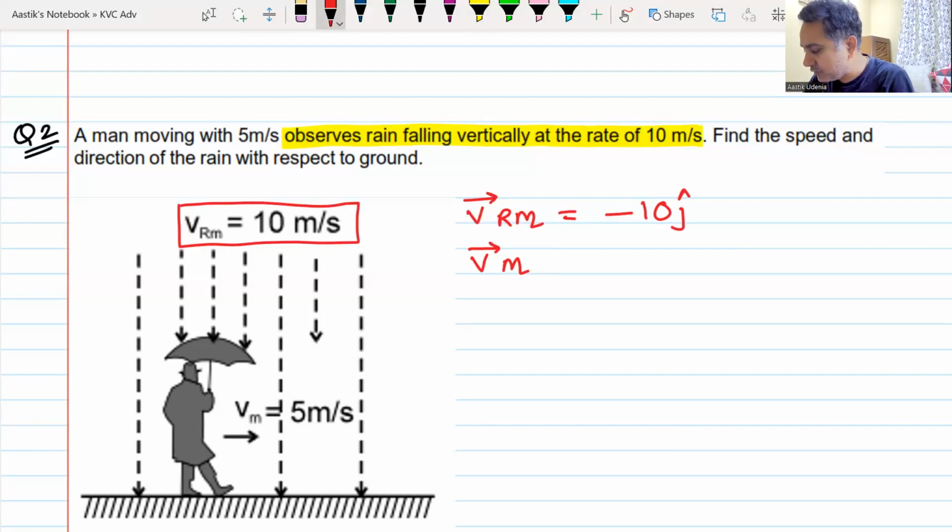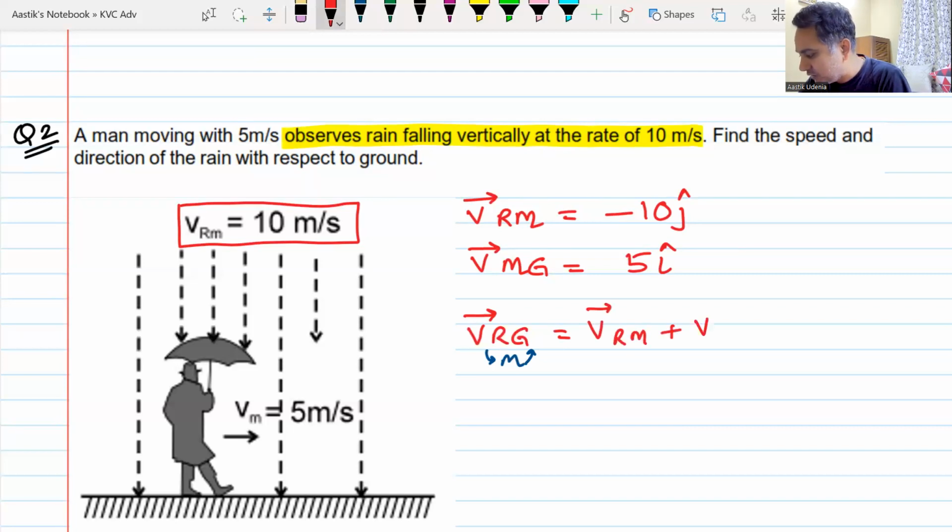Velocity of man with respect to ground. Let's just write it. It is 5i. Yes or no? Yes, sir. I have to find the velocity of rain with respect to ground. As I told you, a simple trick. Just put m in between. That will be velocity of rain with respect to man plus velocity of man with respect to ground. Do you remember this? Yes, sir. Take it otherwise. So it is very simple. It will be equal to 5i minus 10j. Do we understand this? Yes, sir. That will be velocity of rain with respect to ground.